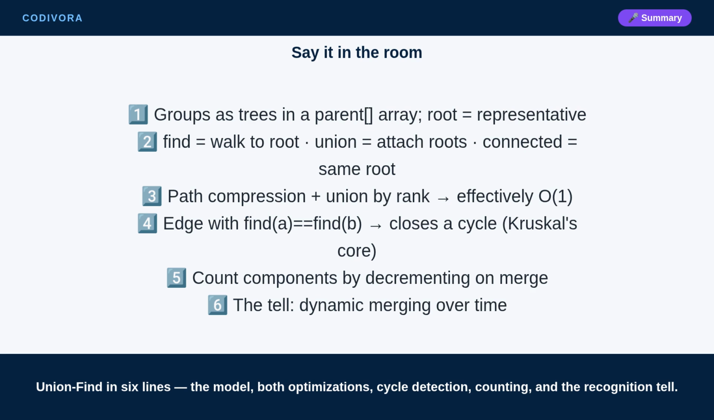Inverse-Ackermann if they push. An edge whose endpoints already share a root closes a cycle. That's redundant connection and the core of Kruskal's. Count components by starting at n and decrementing per merge. And the tell, connectivity with dynamic merging. 15 lines, near constant time, that's union find.